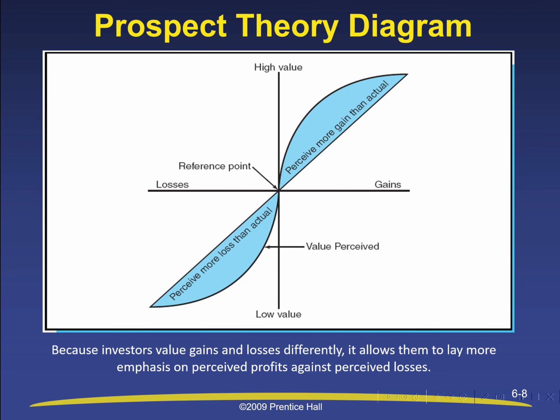Prospect theory diagram. Because investors value gains and losses differently, it allows them to lay more emphasis on perceived profits against perceived losses. Here in the diagram, we can see high value and low value. We can see the actual losses and actual gains. We can also see perceived more loss than actual, as well as perceived more gain than actual. So in a real sense, business investors invest after studying carefully the perceived profits against the perceived losses.